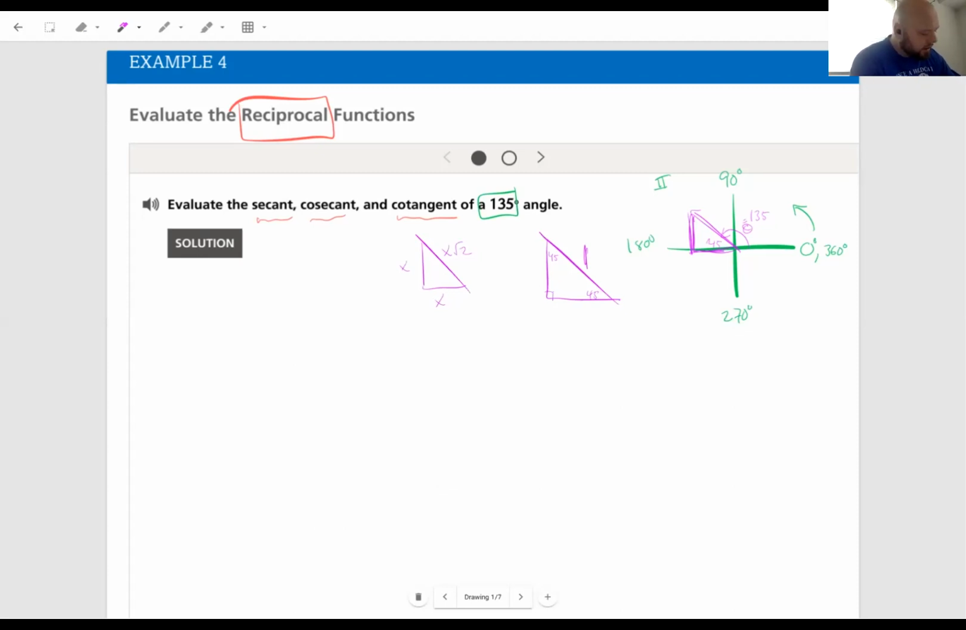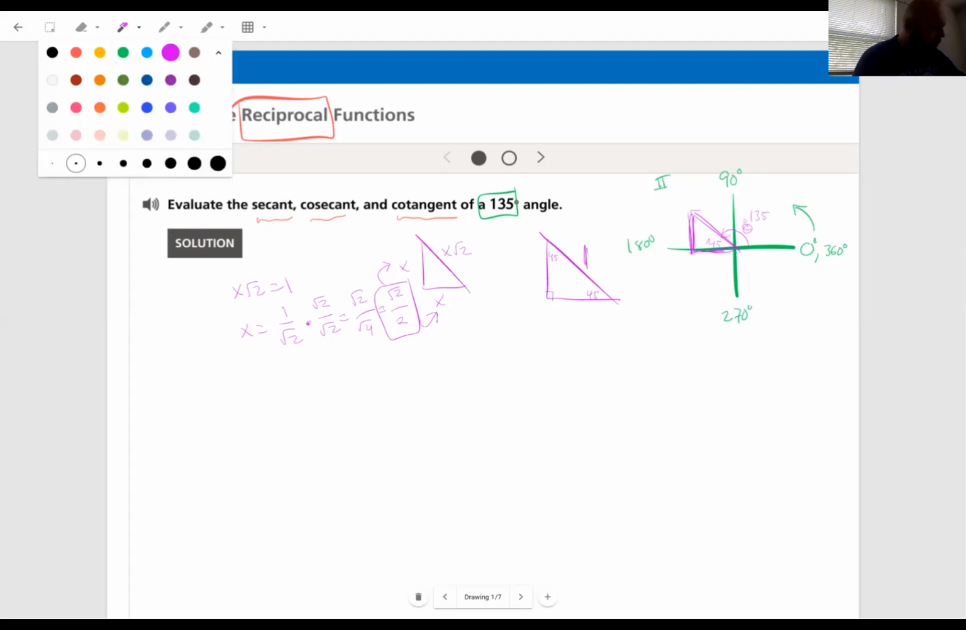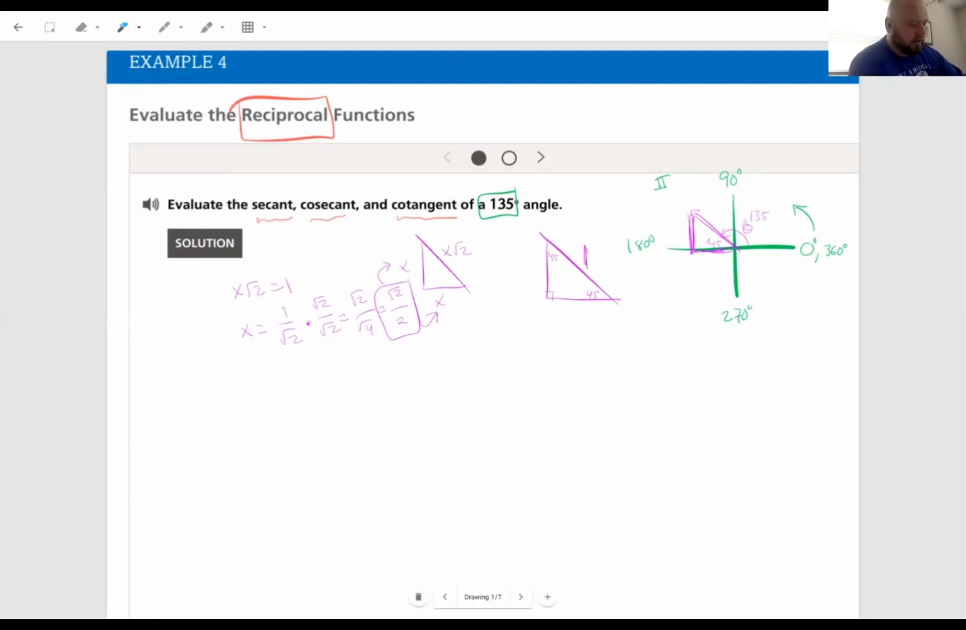And let's take our relationship, x times the square root of 2, set it equal to 1, and solve for x. So 1 over the square root of 2. We need to rationalize that. So we're going to multiply by root 2 over root 2. And that gives me root 2 in the top and root 4 in the bottom. But we know that the square root of 4 is just the number 2. So this side and this side are both the square root of 2 over 2. Because we are in the second quadrant, we've moved left. Our x value has to be negative, and we've moved up. Our y value has to be positive.